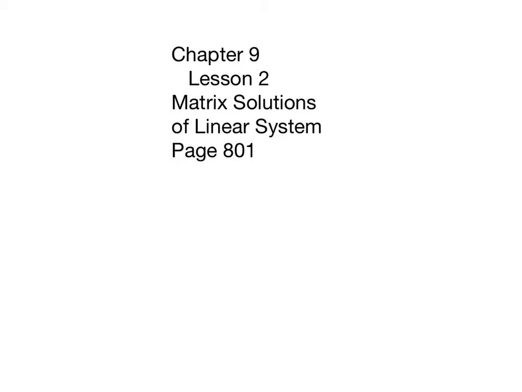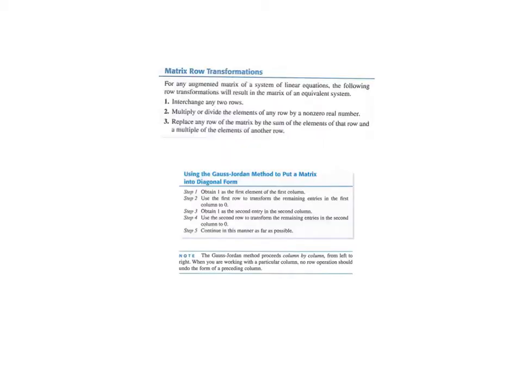Today we are going to cover Chapter 9, Lesson 2. It is the matrix solutions of a linear system. So on this first slide here, this is some of the transformations that you can perform on the different rows of your matrix. You can interchange any two rows. You can multiply or divide the elements of a row. You can also multiply and then add to get a new row.